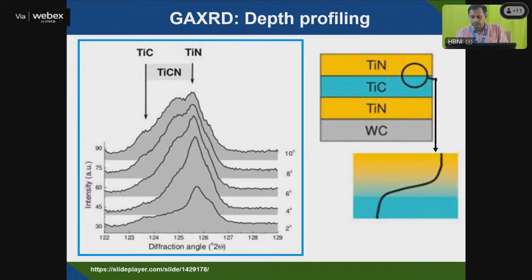Now this is an example of such a multi-layer structure: titanium nitride, titanium carbide, again titanium nitride, and tungsten carbide. You see the interface of these structures. If the X-ray is shone from the top surface, initially you see there is a peak here, another peak here, another peak here. So three peaks are coming: one is from TiC, another is TiCN, another is TiN.